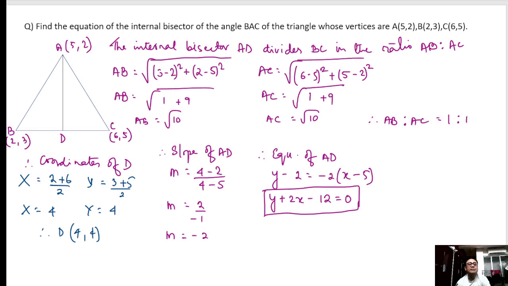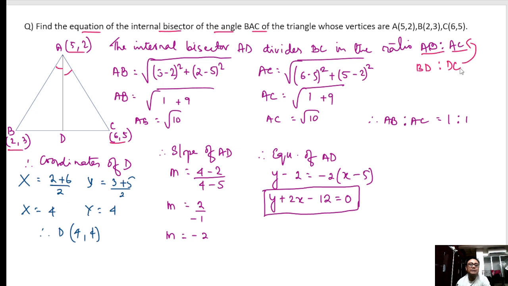So friends, let's see the next sum. Find the equation of the internal bisector of the angle BAC. Vertices of the triangle are given to us. Please watch one thing. The internal bisector always divides the line in this ratio. BD is to DC should be AB is to AC. Please remember, BD is to DC should be in this ratio.